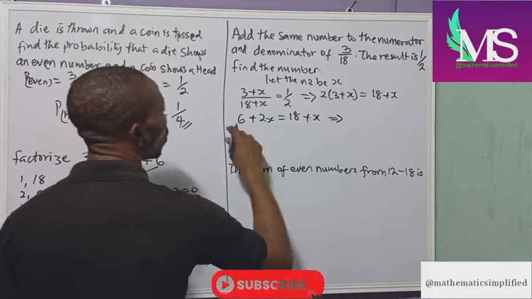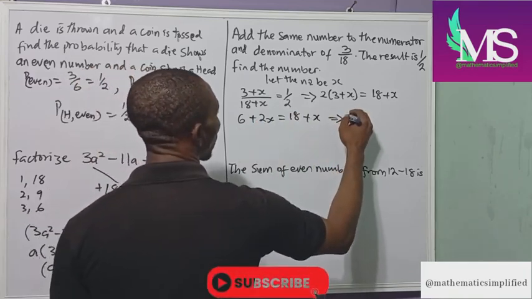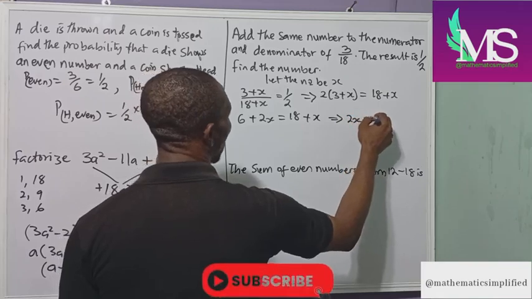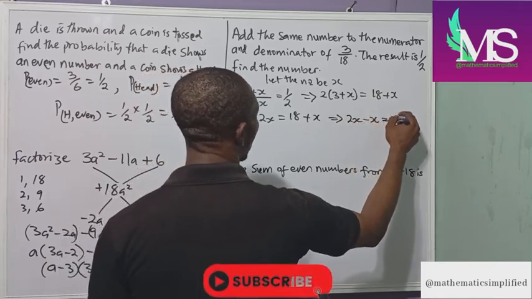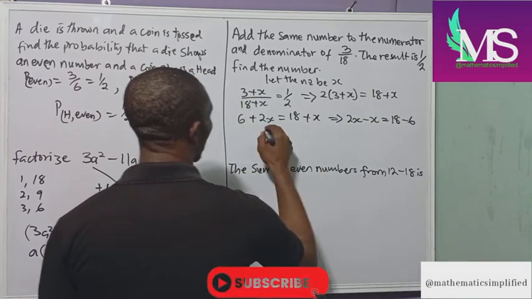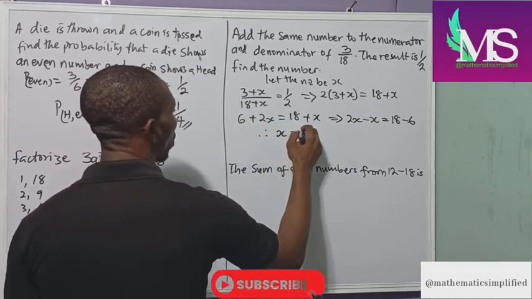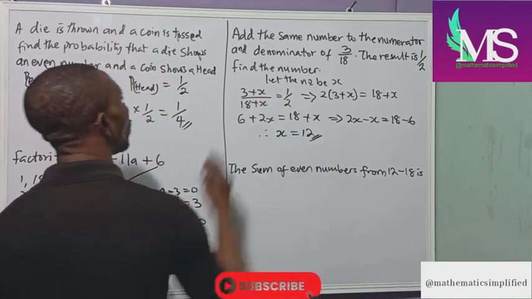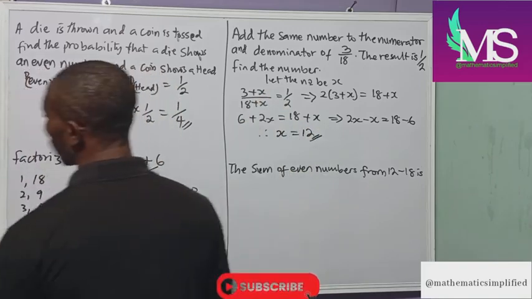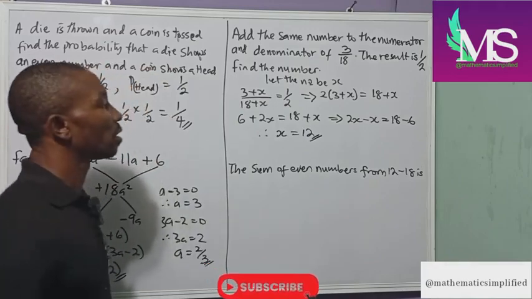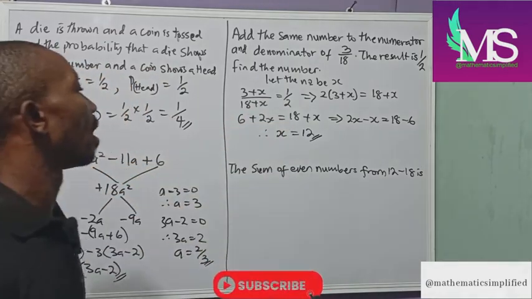Collecting like terms, we have 2x minus x equals 18 minus 6. So therefore, x equals 12. So 12 was added to this number to have the result as half.